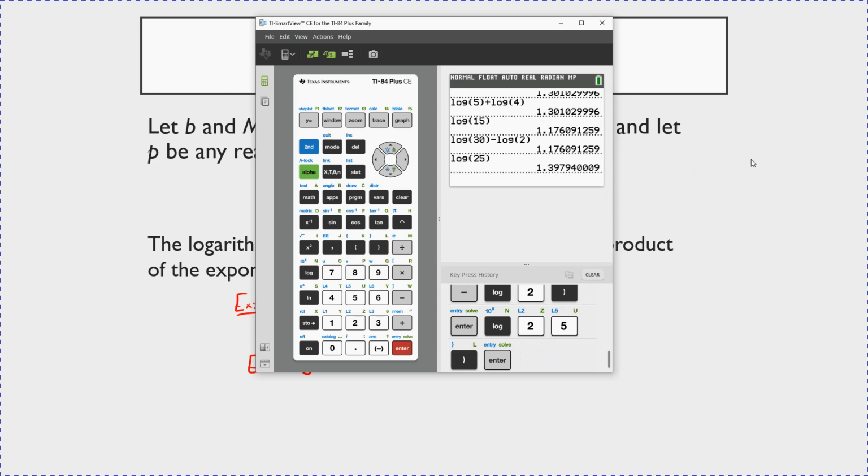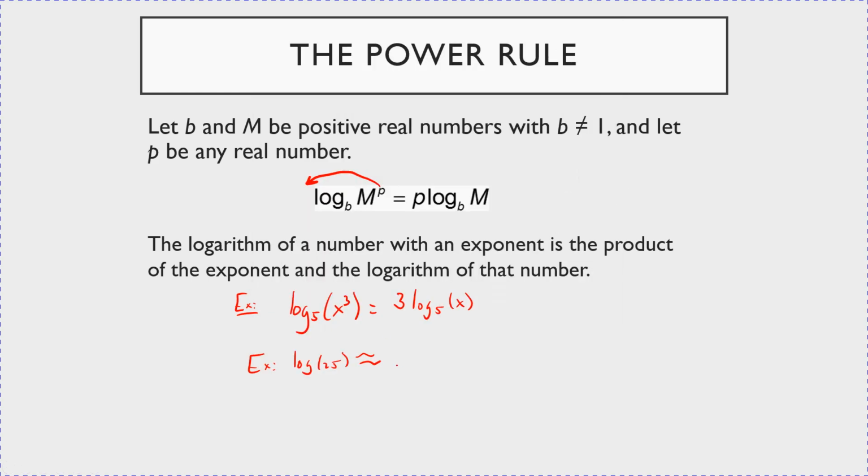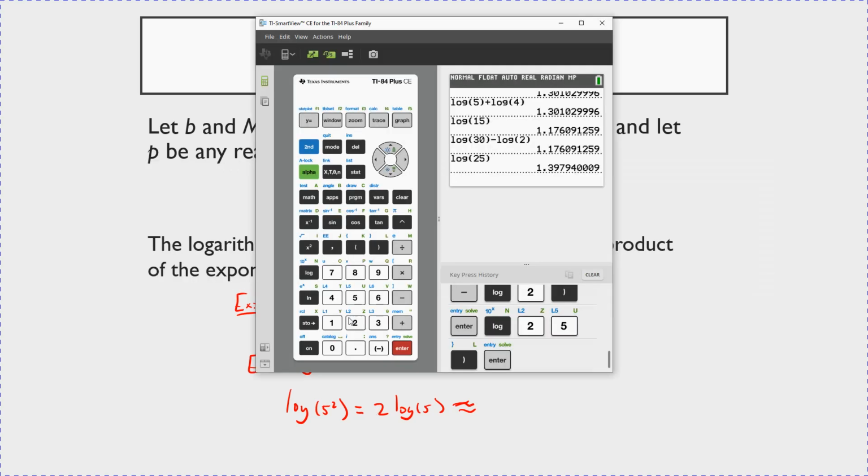You get 1.398 when you round it, 1.398. Well, 25 is the same thing as 5 squared. Using our power rule, you can bring the 2 down in front. So this is 2 log of 5. Let's see if that's roughly the same thing. So 2 times log of 5, and you get the same thing. So this power rule does absolutely work.